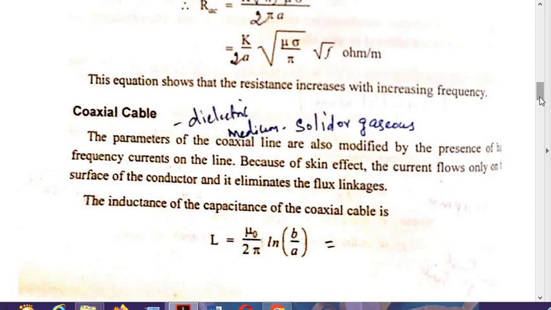So the parameters of the coaxial cable are also modified by the presence of the frequency currents on the line. Because of skin effect, the current flows only on the surface of the conductors, and so it eliminates the flux linkages. The inductance of the coaxial cable is given by L is equal to mu naught by 2 pi ln B by A, where B is the inner radius of the outer conductor and A is the outer radius of the inner conductor.